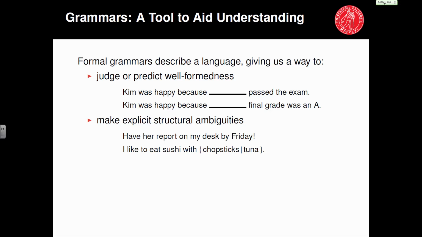So we observed already "report" can be the activity of reporting. That's what we would call a verb. Or it can be an object, a written document. That's a noun. Use your imagination. There are 12 readings at least.